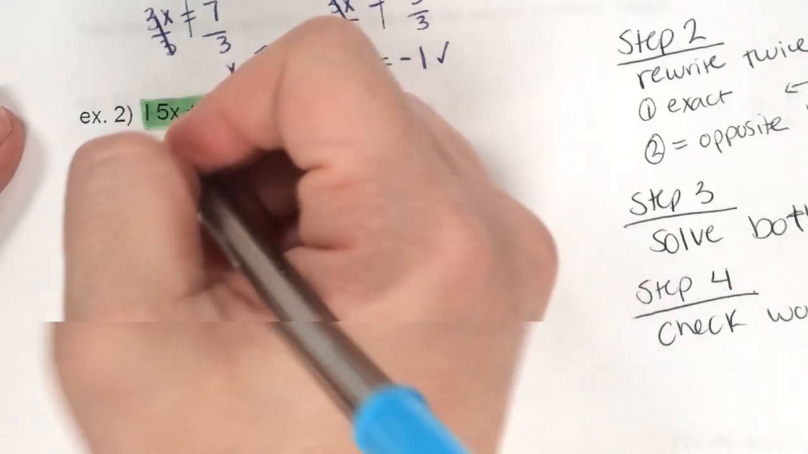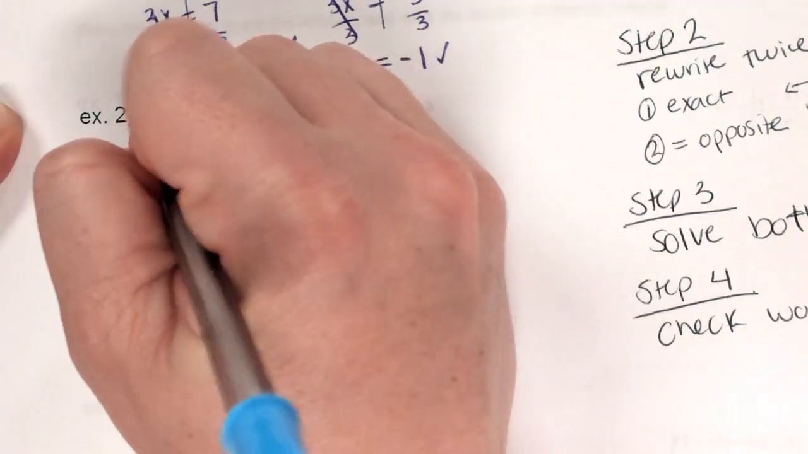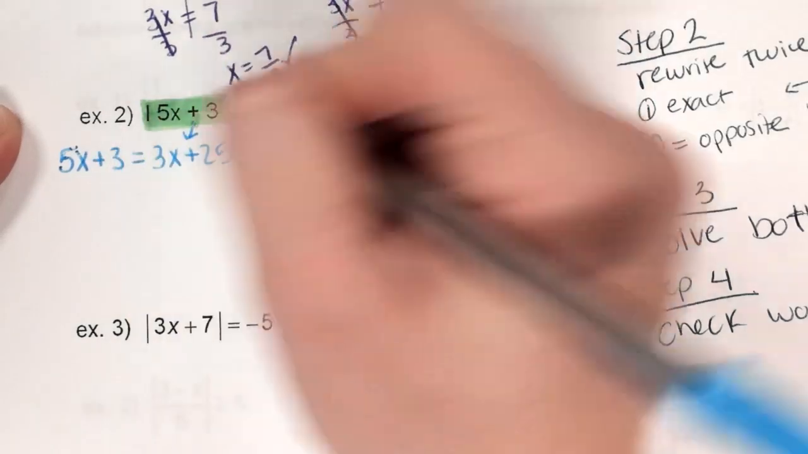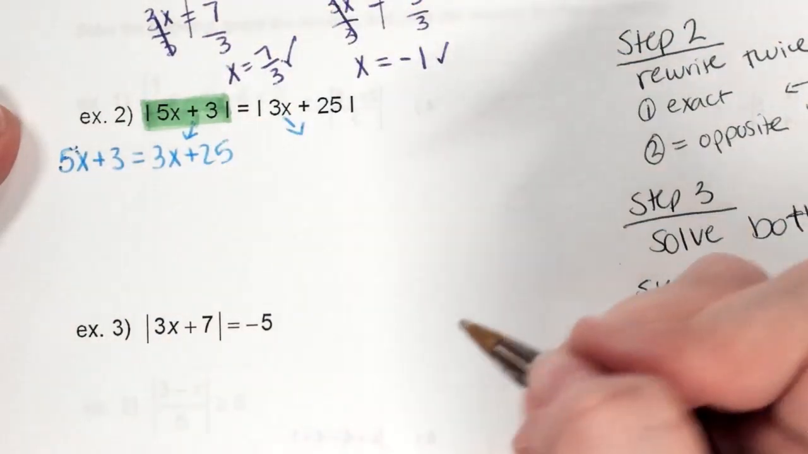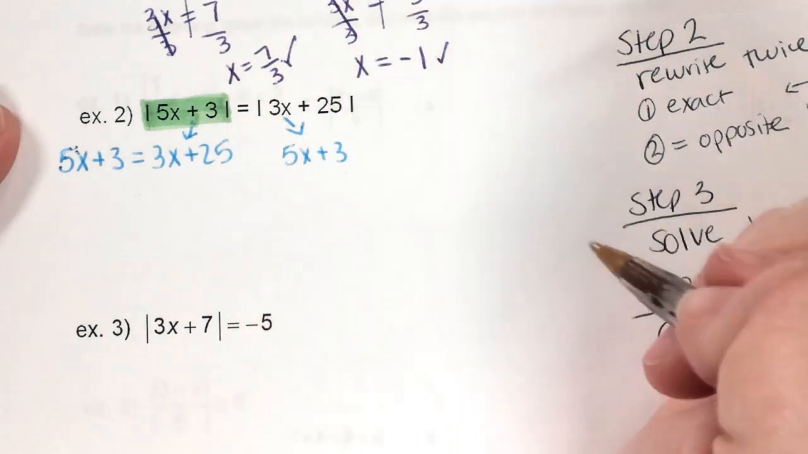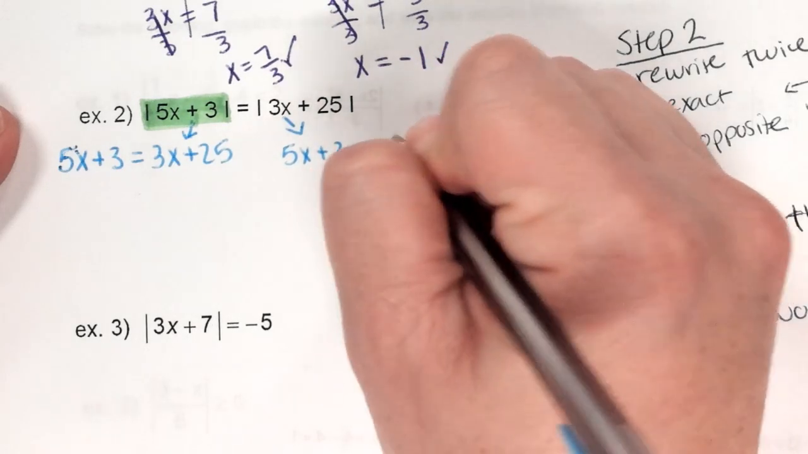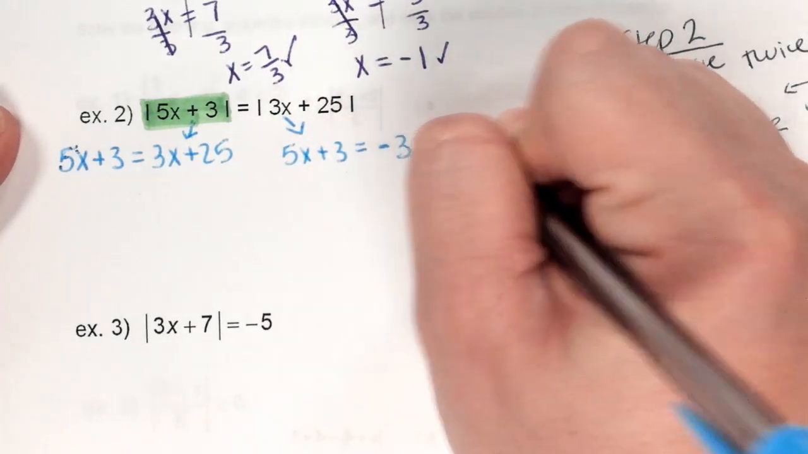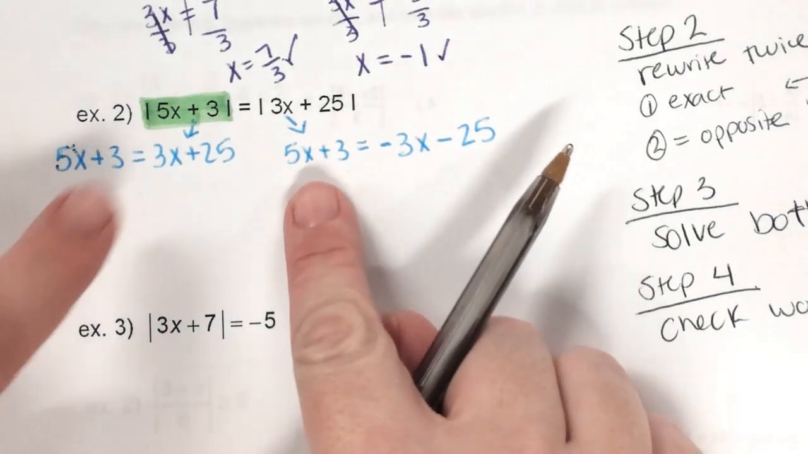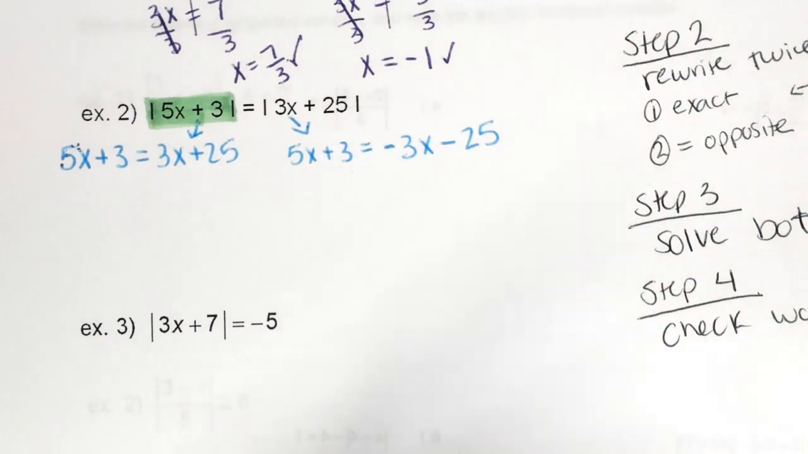We're going to rewrite it once exact. 5x plus 3 equals 3x plus 25. So there's my first rewrite, and then my second rewrite, I'm going to equal the opposite. So 5x plus 3. What's the opposite of 3x plus 25? It's going to be -3x minus 25. See how I made them both opposite? The left side, the one we focus on, always stays the same. It's only what's after the equal sign that changes. Okay?